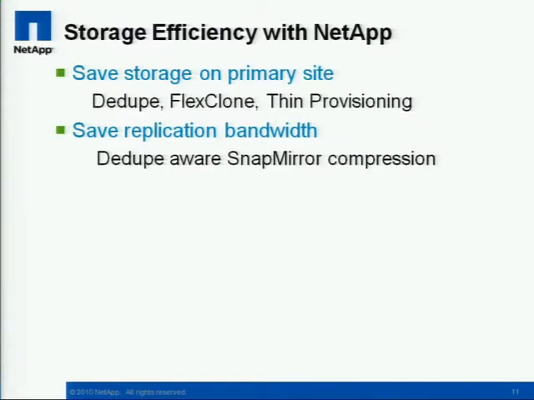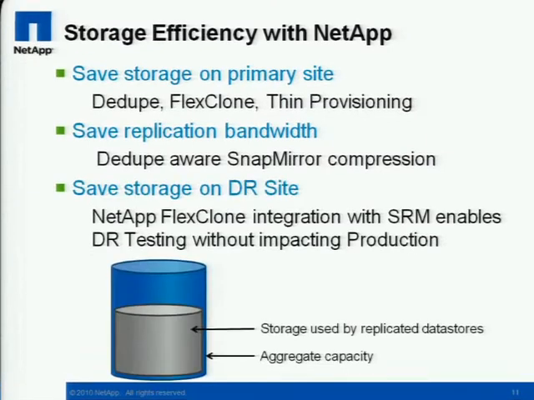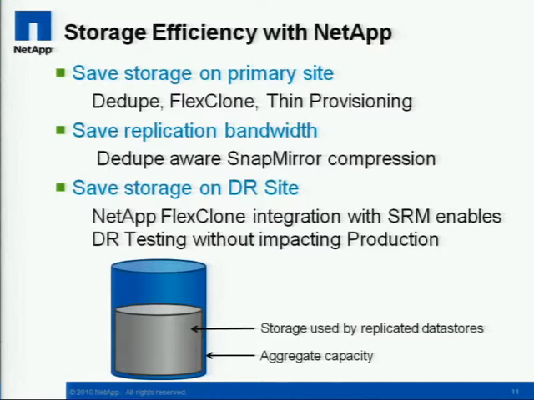So I mentioned that we have storage efficiency technologies on NetApp storage. We have the dedupe-aware SnapMirror compression. Building on top of this, when you perform a disaster recovery test with SRM, what will happen is you'll have replicas created of the storage objects at the disaster recovery site. These replicas are based on a technology called FlexClone. FlexClone will make a copy of an existing flexible volume on a NetApp storage array without requiring any additional space.